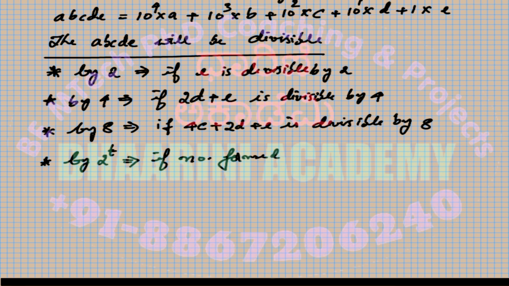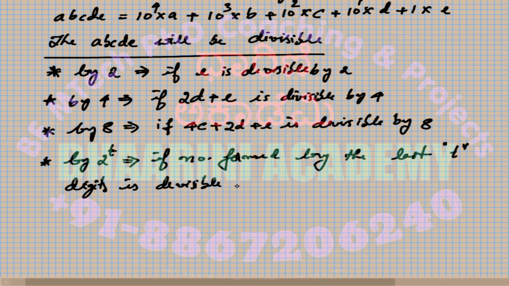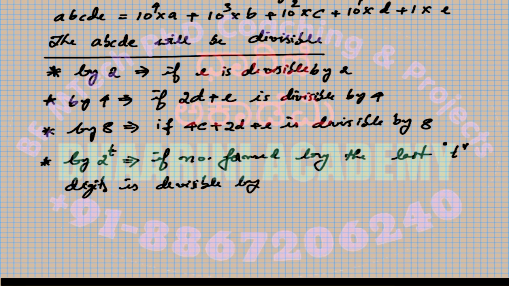the number formed by the last t digits is divisible by 2 to the t.